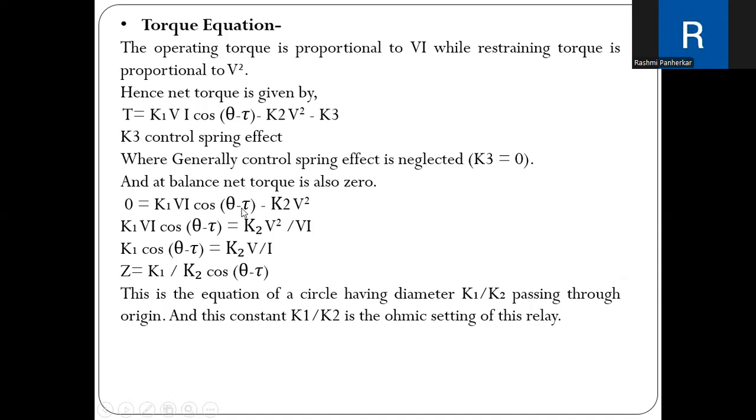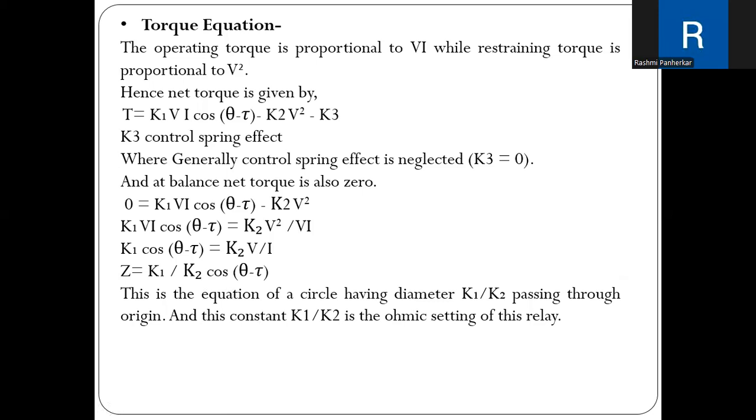Then we again arrange this equation. We get K1 VI cos(theta minus tau) equals K2 V square, so V upon I gives K1 upon K2 cos(theta minus tau). VI cancels, and V by I is nothing but Z. So this is the equation of a circle having the diameter K1 upon K2, passing through the origin, and this constant K1 by K2 is the ohmic setting of the relay.